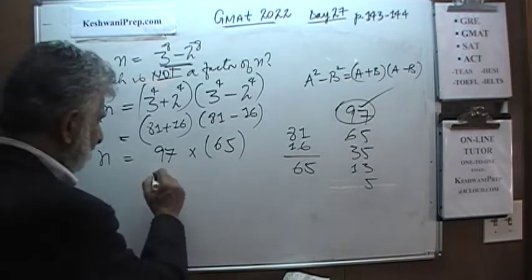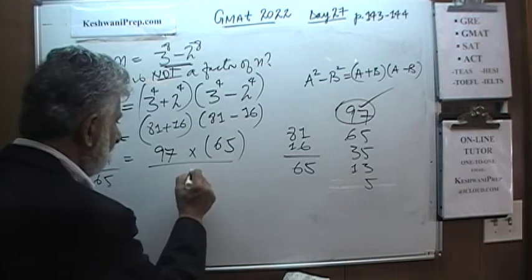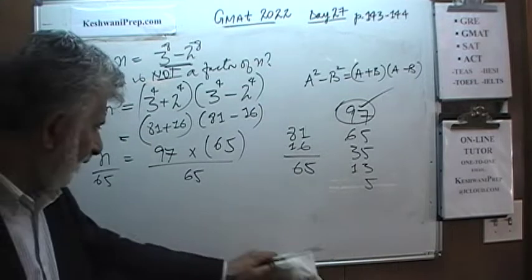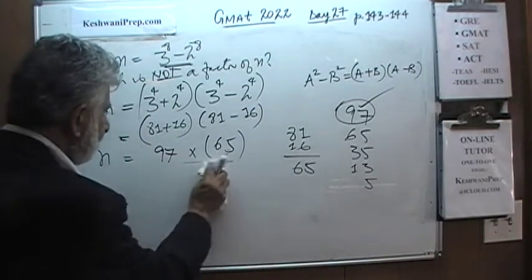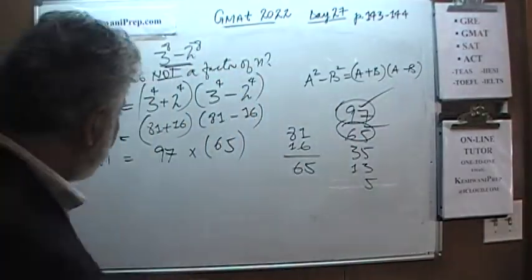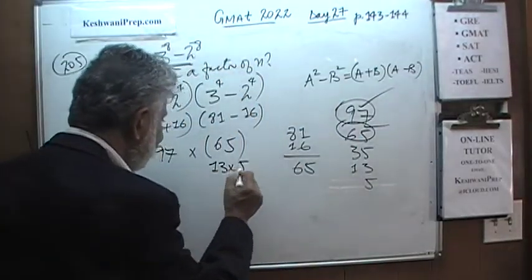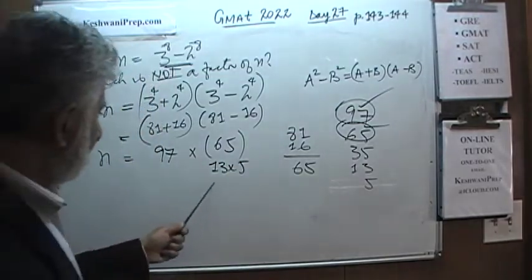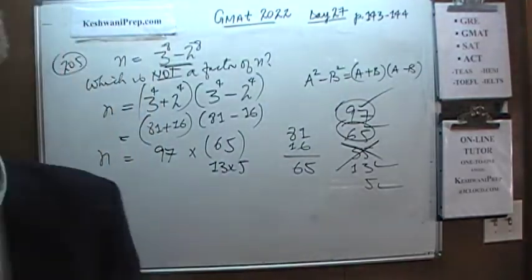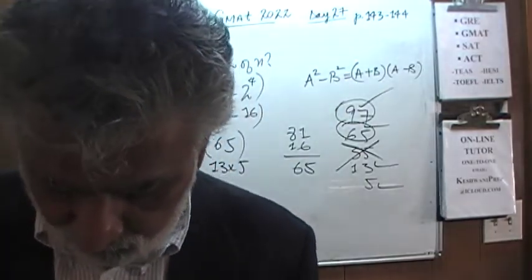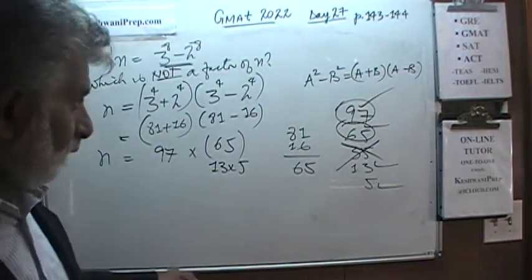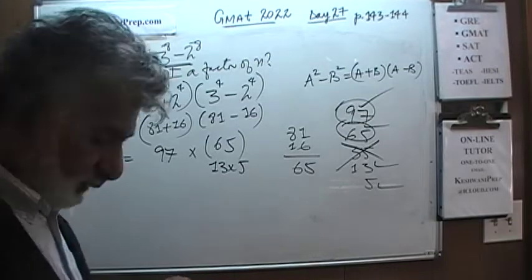When we divide n by 65, the 65 is going to go away, we're going to get 97. So 65 is a factor of n. We also know that 65 is made up of 13 times 5, which means we can divide it by 13, we can divide it by 5, but it does not divide evenly by 35. Which of the following is not a factor of n? The answer is 35. 35 is not a factor of n. All the others are.